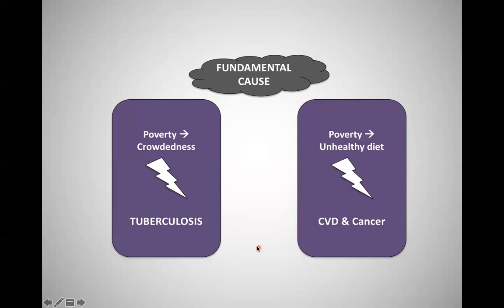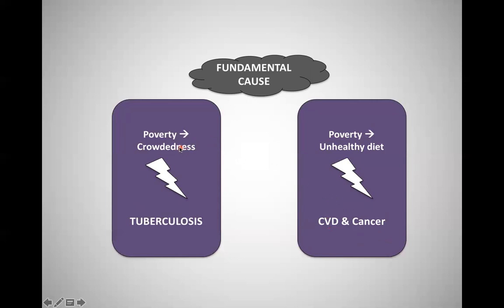So the point to make here is that the pathway, which is crowdedness, 100 years ago, led to the poor health outcome of tuberculosis. In 2021, we have a different pathway, which is unhealthy diet, which is leading to cardiovascular disease and cancer, the leading causes of death in the 21st century.